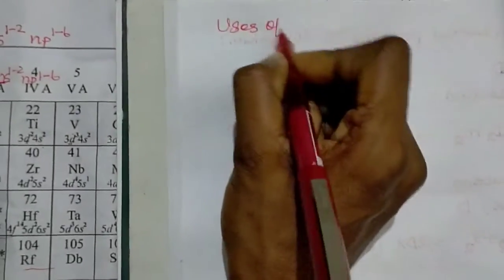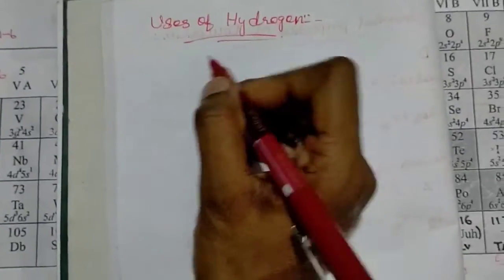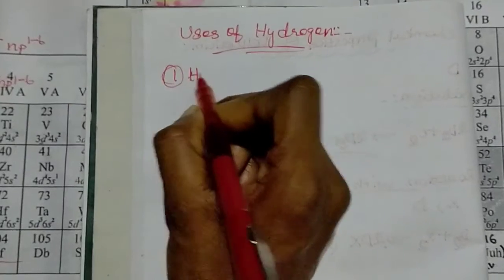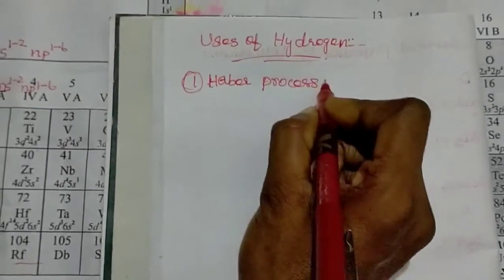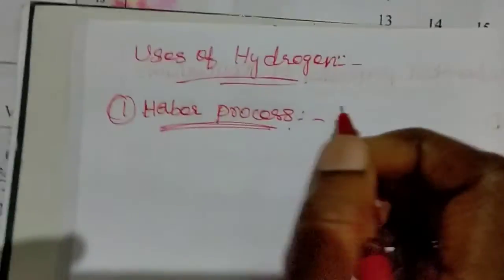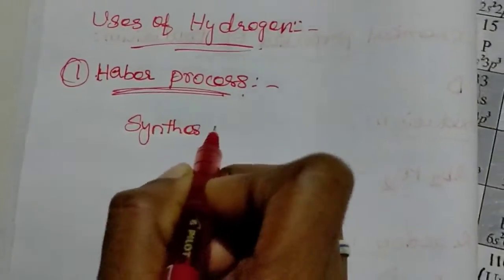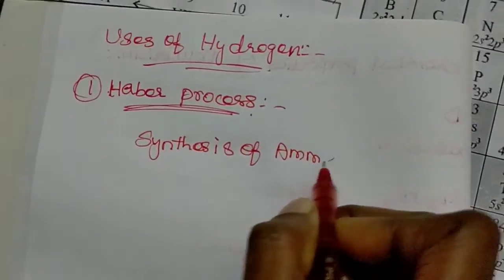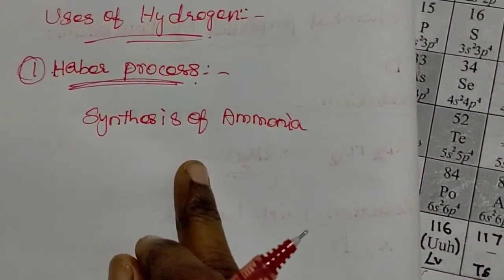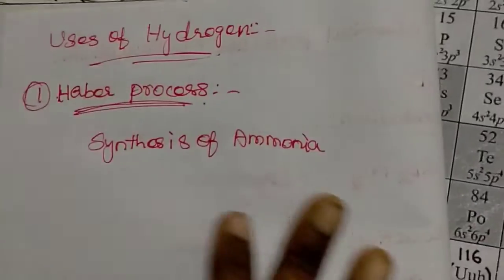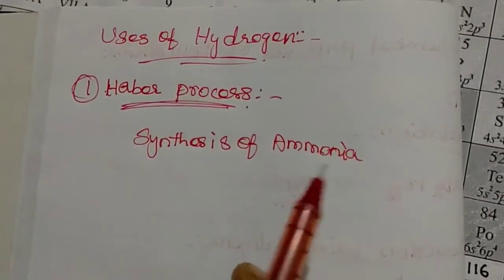Next is the uses of hydrogen. So we have some uses of hydrogen. First, we use it for preparing ammonia by the Haber process. This is one of the most important processes in industry, using hydrogen to make ammonia. The Haber process is the synthesis of ammonia from hydrogen on a large scale in industries. Over 90% of hydrogen is produced in industry, and we use it for many synthetic applications. One of them is the Haber process, the synthesis of ammonia using hydrogen.